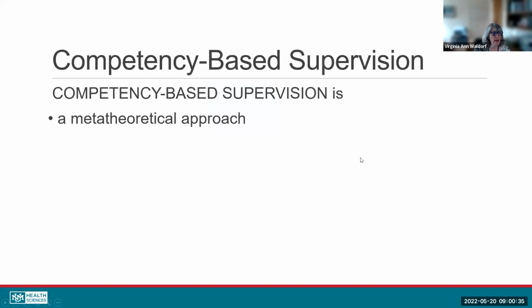So what is competency-based supervision? Well, according to the text, it is a meta-theoretical approach. Now, one of the criticisms is that it seems too focused on being evidence-based, and oftentimes people say that's just subterfuge for CBT. That really is not the case. This is a model that allows individuals to take other theoretical models or technical skills and put them within this framework.